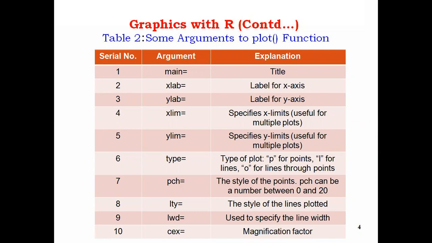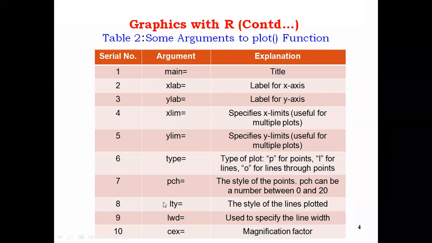Then we use plot character point symbols in R for making beautiful graphs. Okay, so why are we using this PCH, plot character? These symbols, why are we using them? For making the graphs look beautiful.